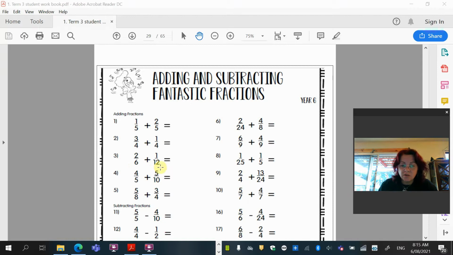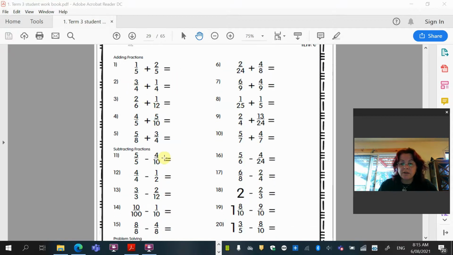How many times does 6 go into 12? Twice, so you multiply the top, so that becomes 4 plus 1. All right, 5 over 12. Really, really basic stuff. Same here, you can just take that 1 across.